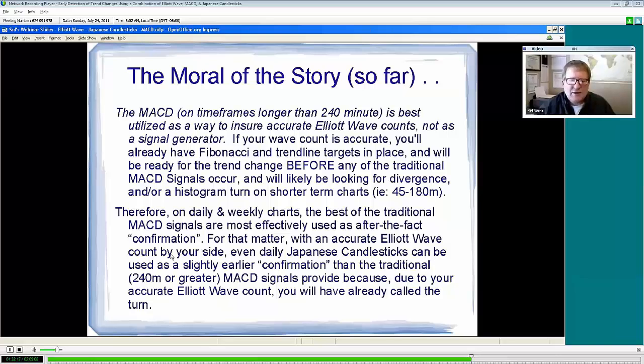And for that matter, even with a correct Elliott Wave count at your side, even Japanese candlesticks on a daily basis can still be considered a confirmation of what you're already going to know, but even slightly earlier than the most traditional MACD signals on 240-minute or greater charts.